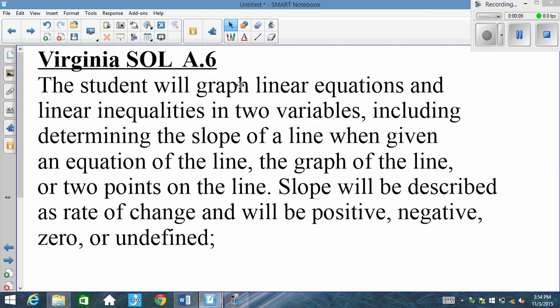Virginia SOL 8.6. The student will graph linear equations and linear inequalities in two variables, including determining the slope of the line when given an equation of the line, the graph of the line, or 2 points on the line. Slope will be described as rate of change and will be positive, negative, 0, or undefined. Again, pause the video if need be in order to write this down.